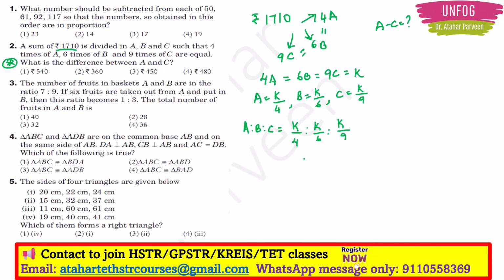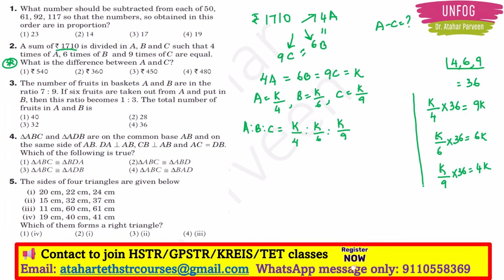Now how do I calculate this? I have to take the LCM, right? This is a very common procedure. We have done this type of problems in many classes, especially TET classes. We have discussed many times this type of problems. So if I take the LCM, my LCM is going to be 36. So with that, what will be K by 4 value? I have to multiply with 36, right? So this will become 9K. What will be K by 6 value? Again I have to multiply with 36, right? I'll get 6K. What will be K by 9 value? It will become 4K, right? So this 9K, 6K, 4K ratio I have got now.